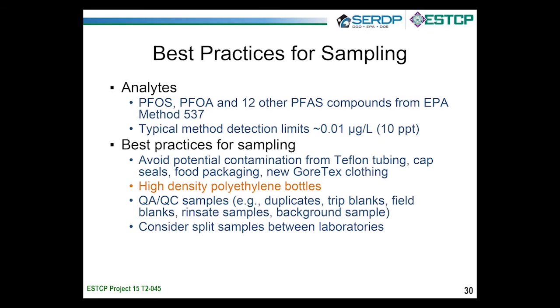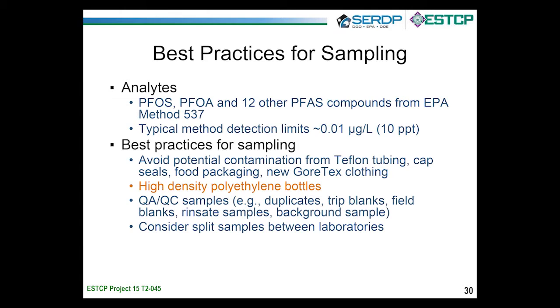Some of the best practices for sampling based on the state of knowledge. Again, as I mentioned, EPA 537 gives us 12 to 16 compounds. Depending on the lab, it includes PFOS, PFOA, and 12 other PFAS compounds. The typical method detection limits are fairly low, about 10 parts per trillion.